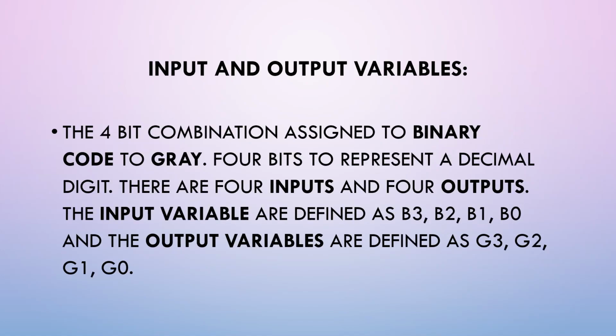Input and output variables. The 4-bit combinations assigned to the binary code to gray. 4 bits to represent a decimal digit. There are 4 inputs and 4 outputs. The input variables are defined as B3, B2, B1, B0. And the output variables are defined as G3, G2, G1, G0.